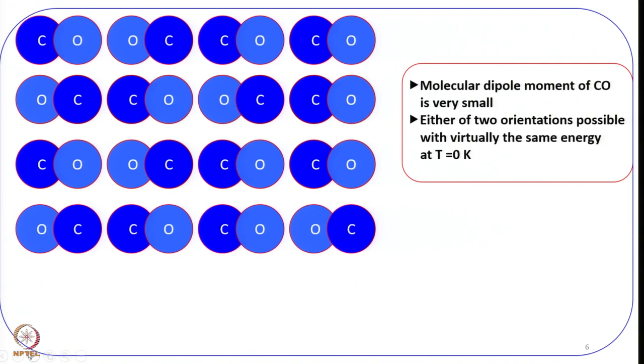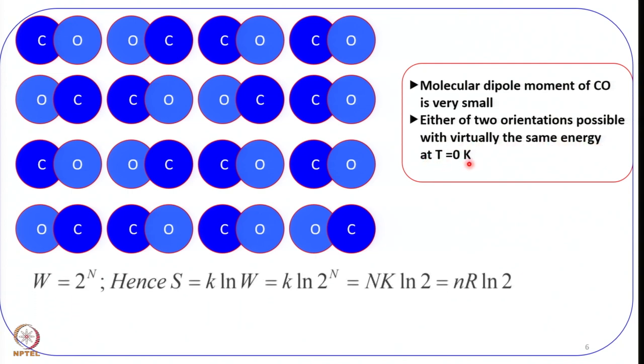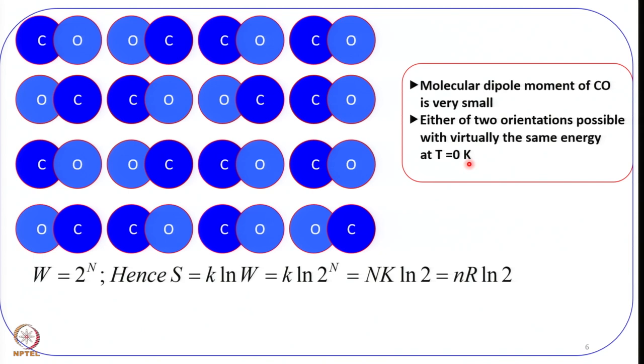Look at the comments now. The molecular dipole moment of carbon monoxide is very small, we just discussed. Either of two orientations is possible with virtually the same energy at absolute zero. So therefore, W is equal to 2 for one molecule of carbon monoxide, and if there are n molecules, then W is equal to 2 raised to the power n.